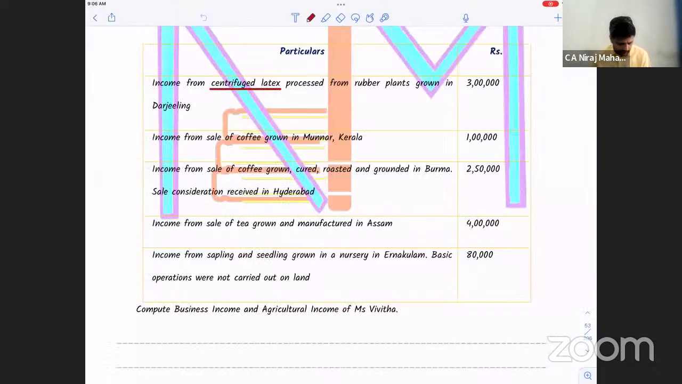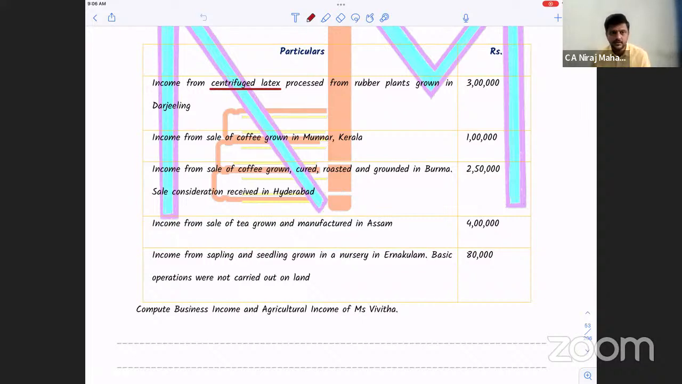Okay. So the processing is happening in Burma. The money is received in Hyderabad. Income from sale of tree grown and manufactured in Assam. And income from sapling and seedling grown in a nursery in Ernakulam, South India. Basic operations, however, were not carried out on land. They might have grown whatever seed, but not on land. Compute business income and aggregate income of Miss Vivitha.